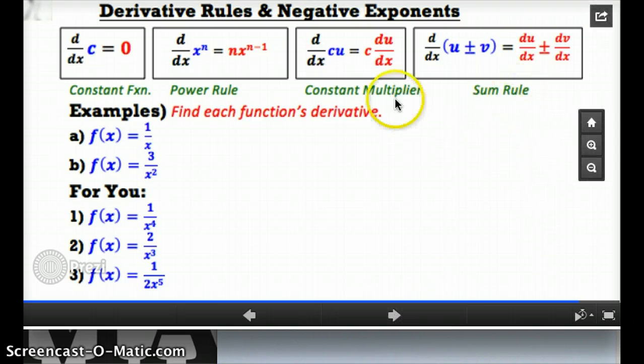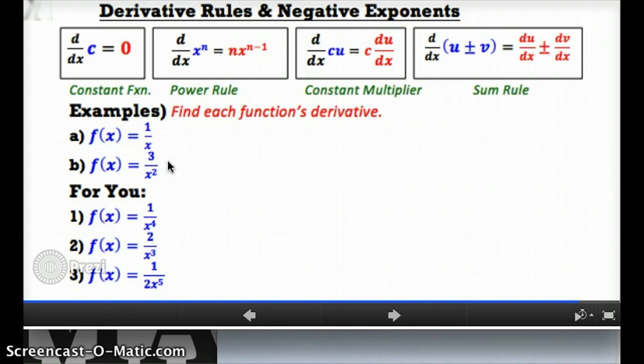I have them written here just in the algebraic form, but you should be able to say out loud the meaning behind each of these. They should be memorized, and we're going to use them a whole bunch. Here's where we start. So I've got 2 examples here, and our goal is going to be to find the derivative of these 2 functions.